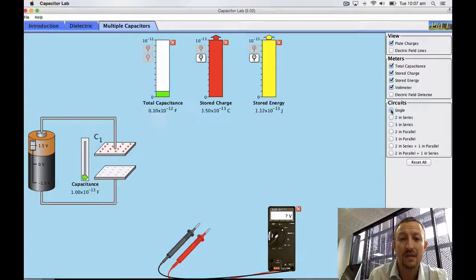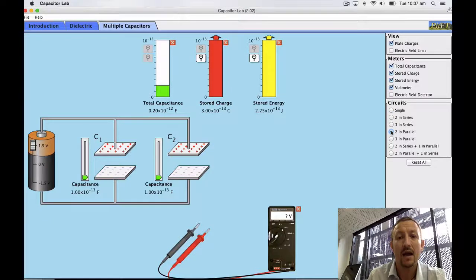But look at the stored energy. If I go back to my single, I've got 1.12 times 10 to the negative 13 joules, but put another one in parallel, and the overall stored energy increases. So this is useful if I want to deliver more energy than what the battery is actually putting out. I can use two capacitors.